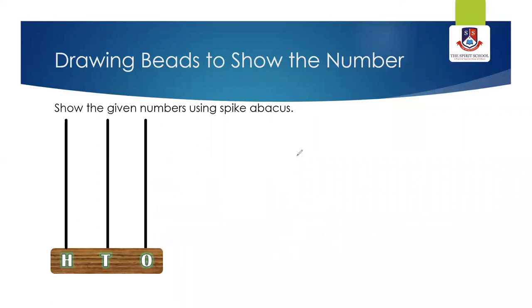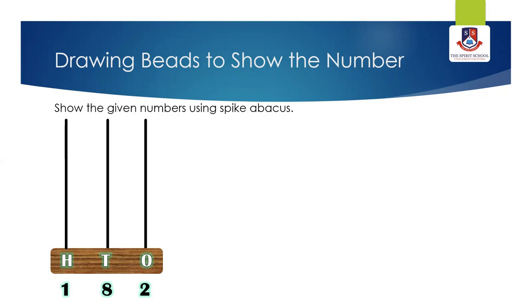Now, I'm showing you a spike abacus, and you will draw the beads to show the number. I will provide you the number, and you will put the beads in the spikes to show that number using the spike abacus. So here we have a number. Here you will represent the number 182. It is a three-digit number, so we can further elaborate this number as 1 hundred, 8 tens, and 2 ones.